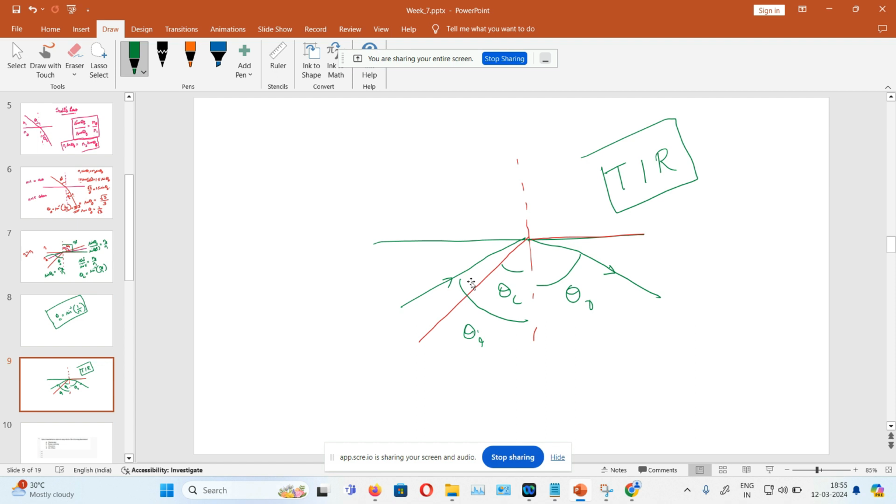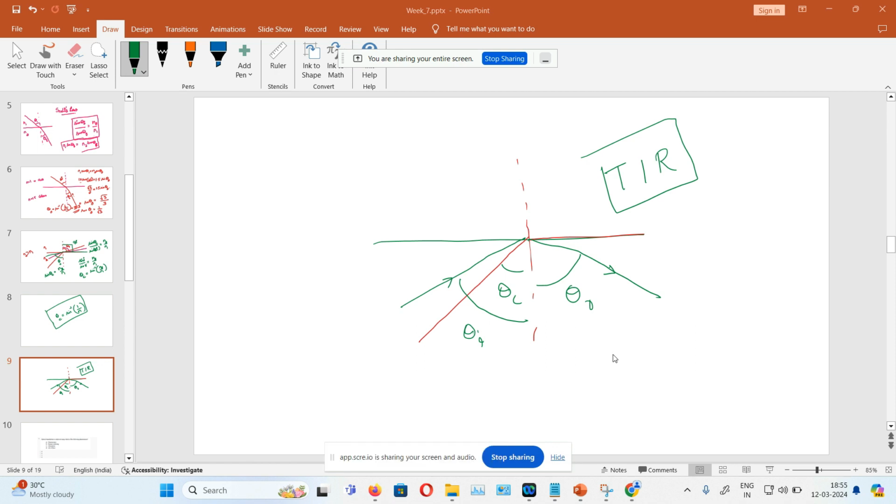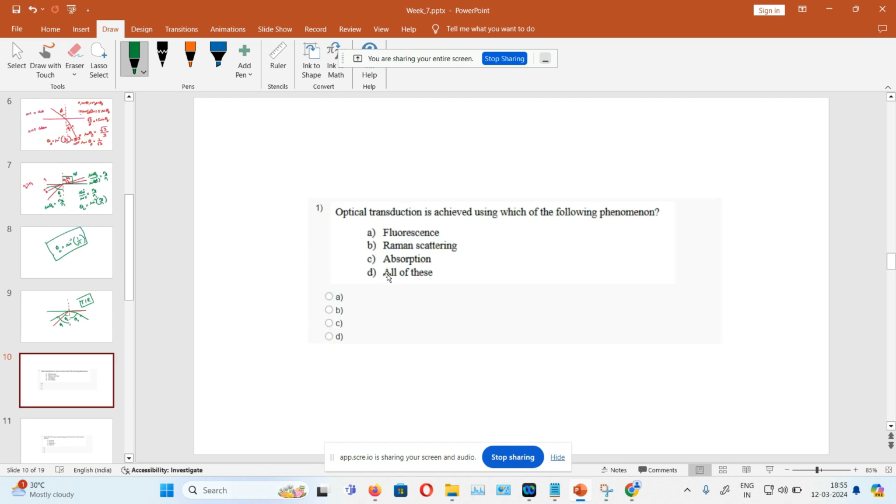Let us do our assignment questions. Let us discuss our assignment questions. Optical transduction is achieved using which of the following phenomena?